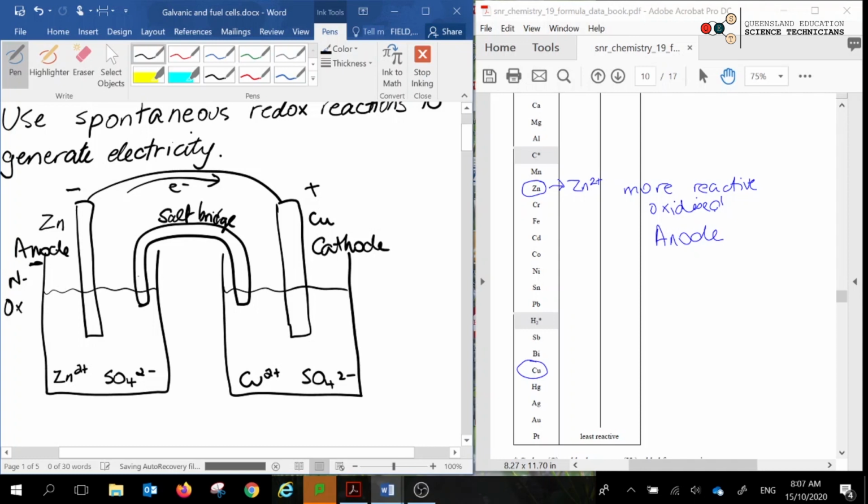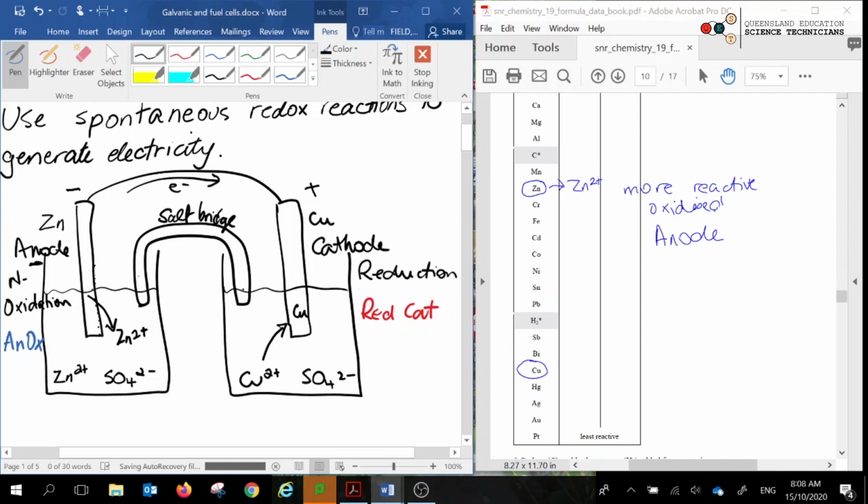Anode is also our oxidation side, and cathode is always our reduction side. A mnemonic to help you remember that is an ox and red cat: anode, oxidation, reduction, cathode. What's going to happen here is that because the zinc is being oxidized, the zinc will become zinc 2+, and this will get degraded. At my cathode, the copper ions are being reduced to become more copper.